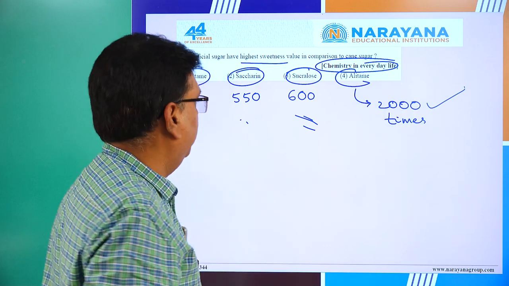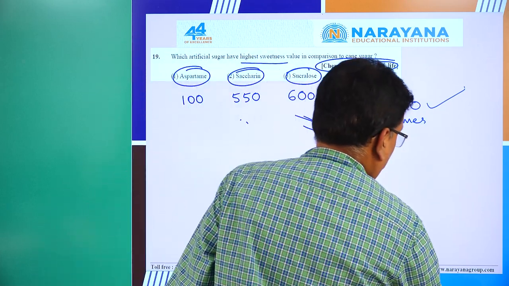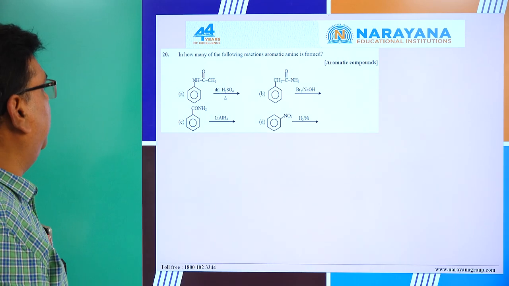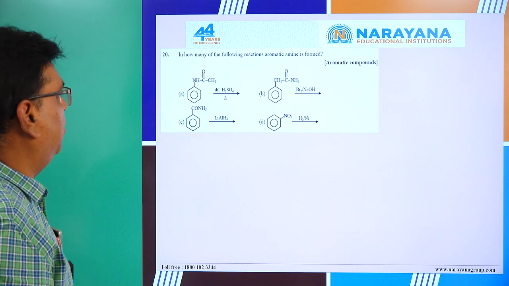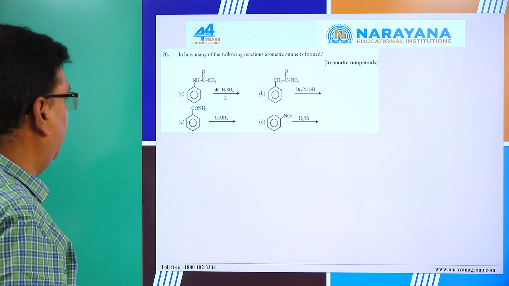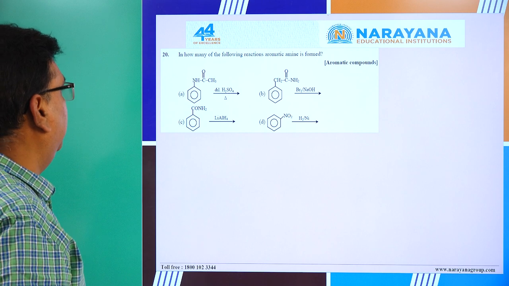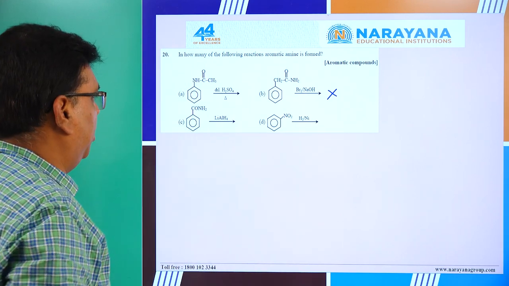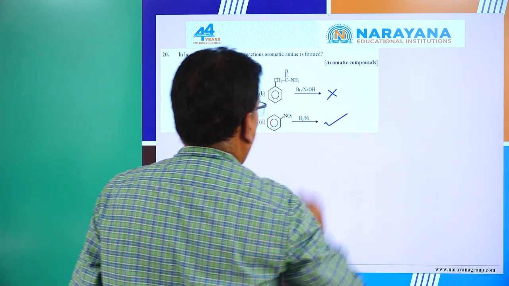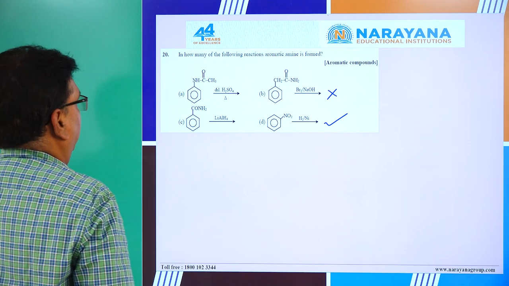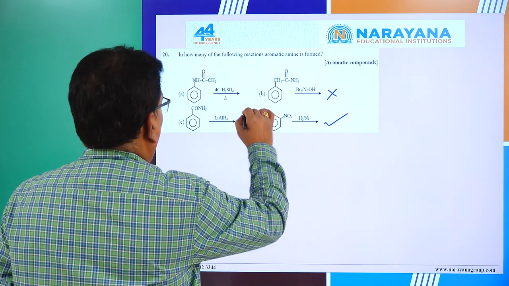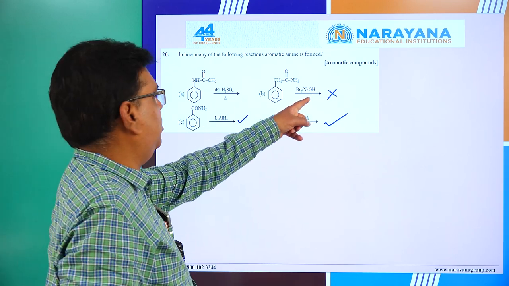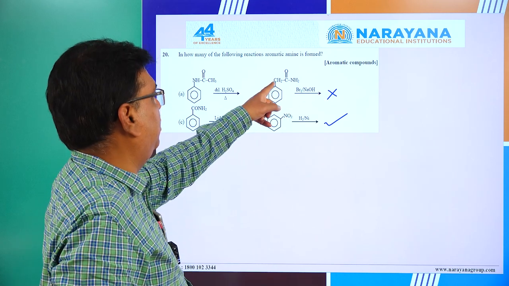Okay, so let's go for question number 20 from aromatic compounds. In how many of the following reactions aromatic amine is formed? So here, in this case aromatic amine is not formed, in this case aromatic amine is formed, and this is also aromatic amine is formed, right, because this is bromine NaOH, this is Hofmann bromamide, where you will get primary amine.